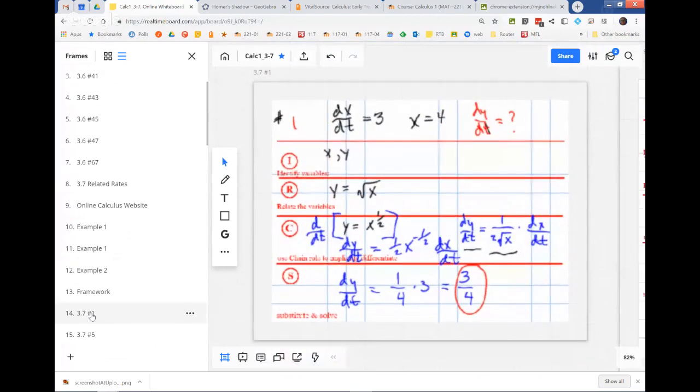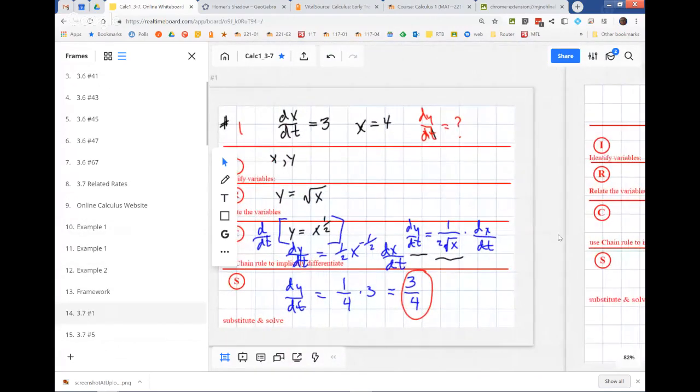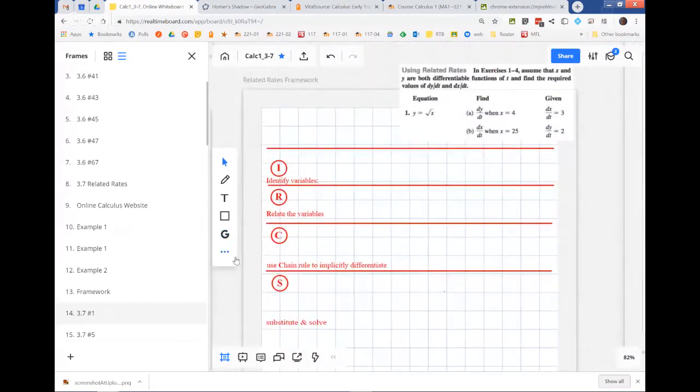So let's take problem number 1. And I'm going to do this to the right here so that you can see it being done. Okay, so the problem up on the top right there, in exercises 1 to 4, assume that x and y are both differentiable functions of t. Find the required values of dy dt and dx dt. So in number 1a, we're trying to find dy dt, as you can see, when x is 4.